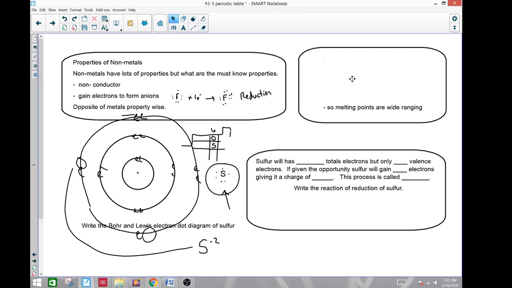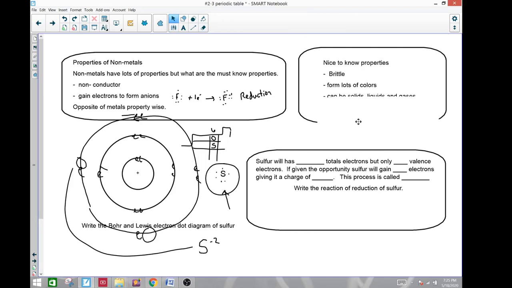All right, so let's see what we got here for a minute. It says, interesting, nice to know properties of these guys. They're brittle, form lots of colors, can be solids, liquids, or gases. And again, the melting points are wide ranging.